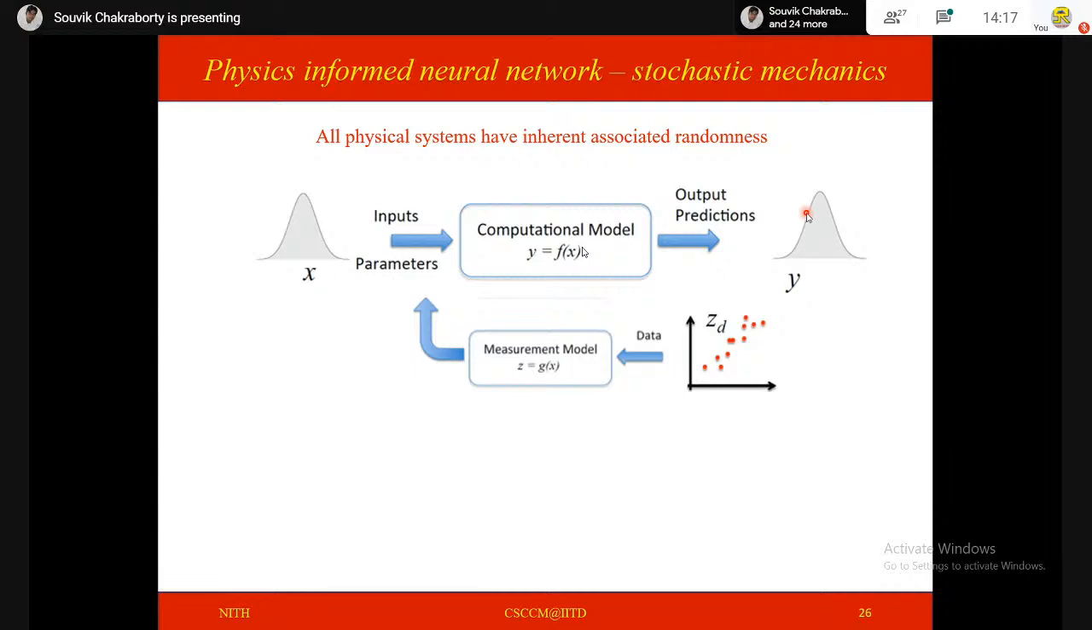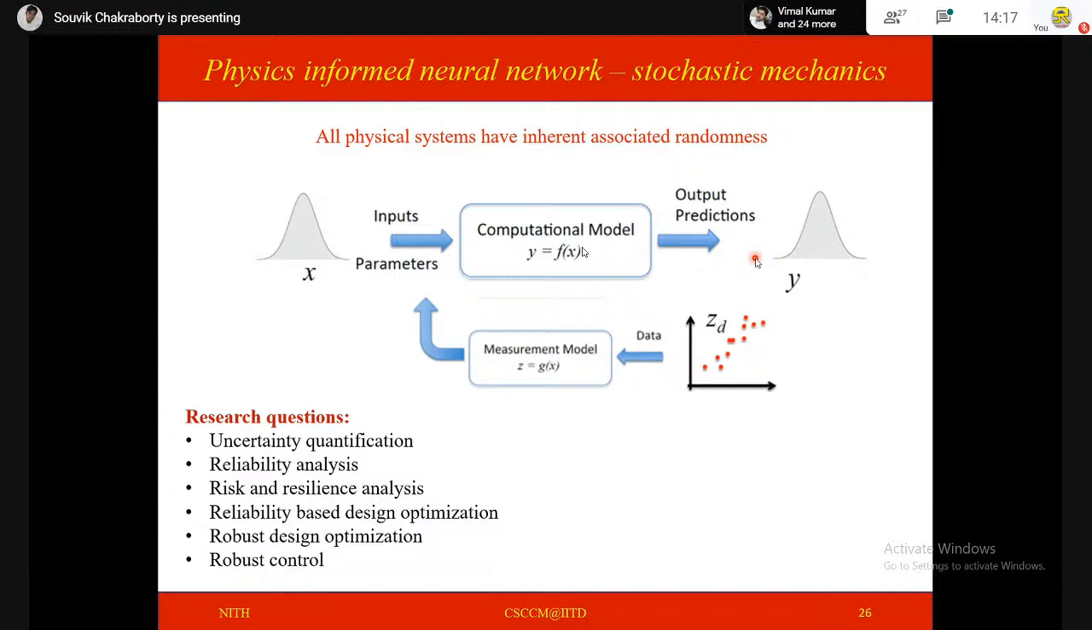And this is what a stochastic mechanics problem deals with: how the uncertainty in X can be propagated to the uncertainty in Y. That is what the stochastic mechanics subject deals with. So what are the research questions we look into in this domain? Well, uncertainty quantification, reliability analysis, risk analysis, reliability-based design optimization, robust design optimization, robust control. All of these are problems which deal with stochastic mechanics.